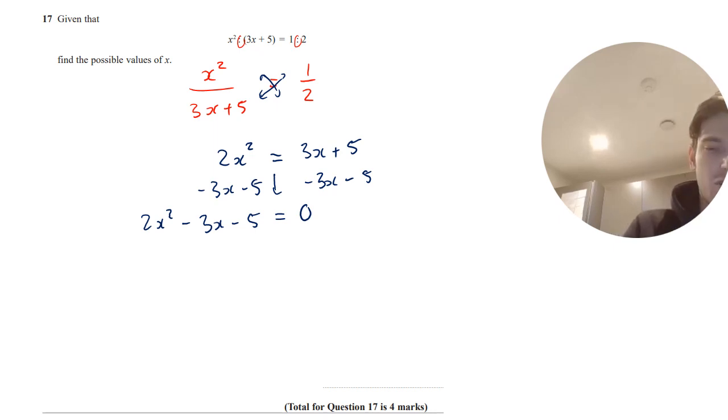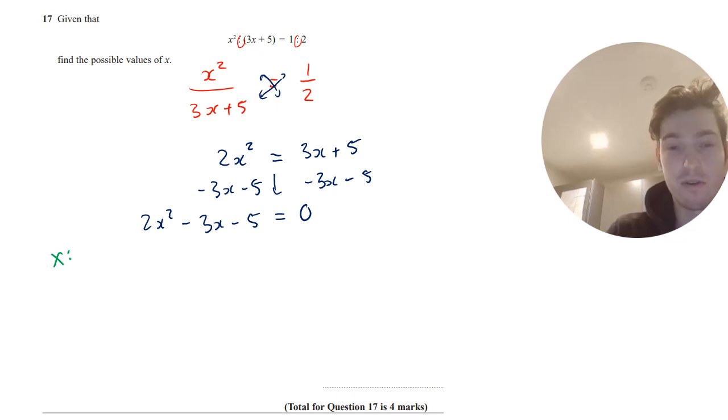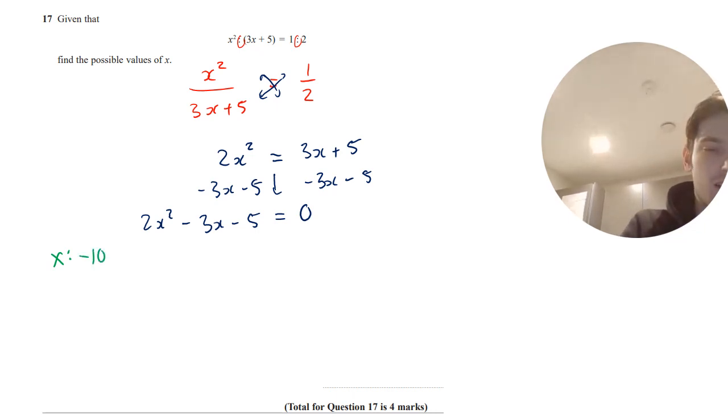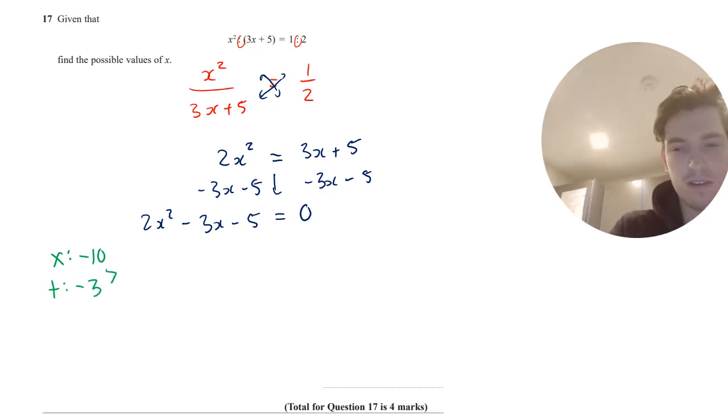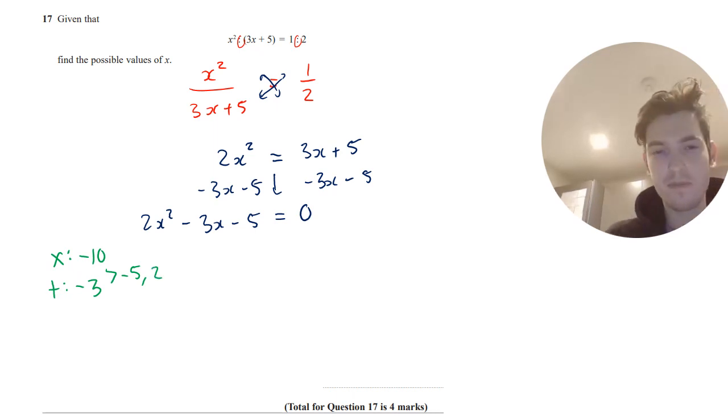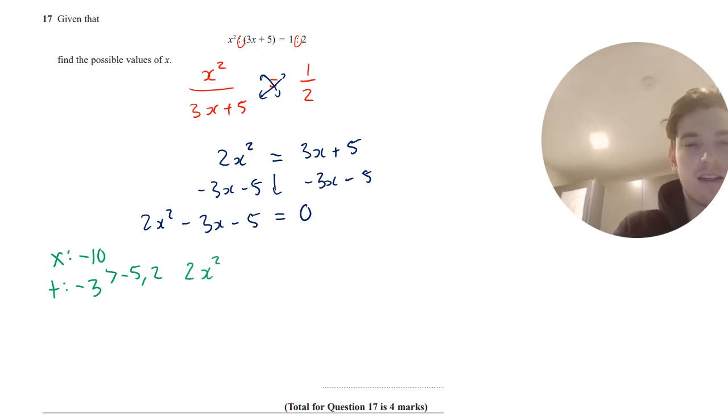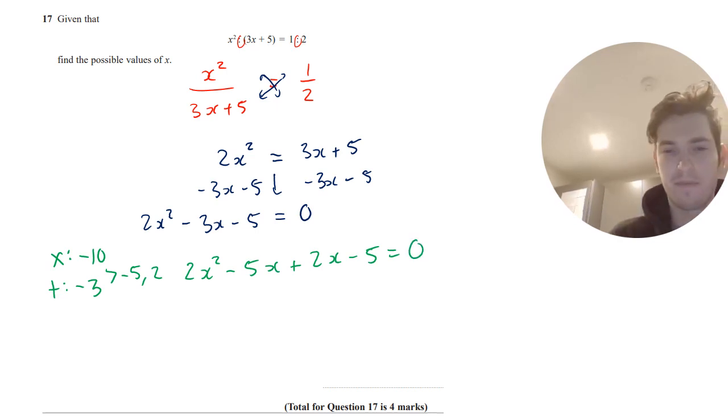Okay, let's find 2 numbers that multiply to give not minus 5, but 2 times minus 5, which is minus 10, and add to give minus 3. What are these 2 numbers? Minus 5 and 2. Now what do I do? Well, remember, I need to rewrite out the quadratic, 2x squared, but split up the minus 3x. So split that up into minus 5x and plus 2x equals 0.